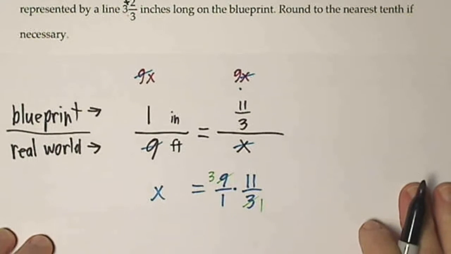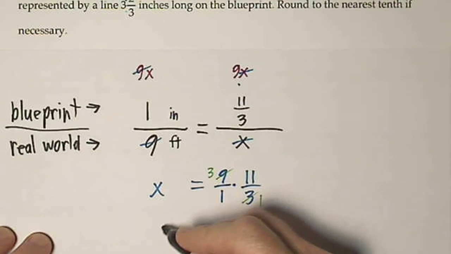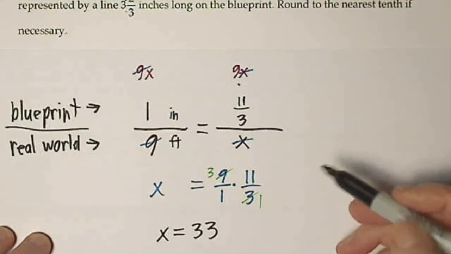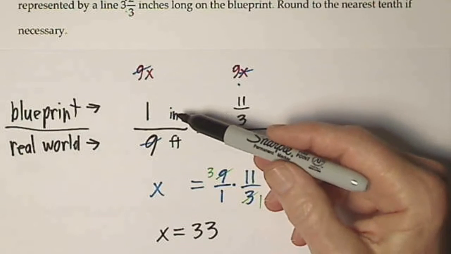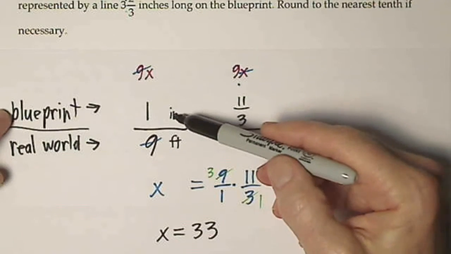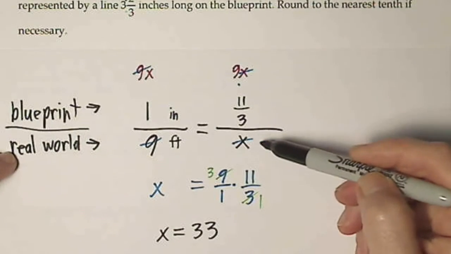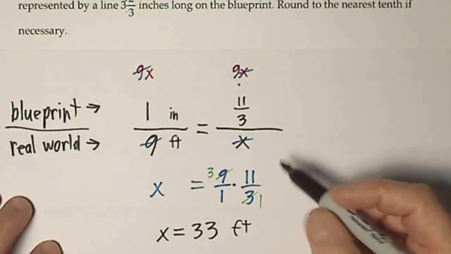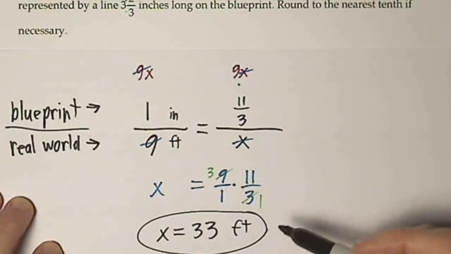And we get x equals 33. It works out that not only is blueprint on top, but inches are on top, feet are on the bottom. So this is a 33-foot wall in real life.